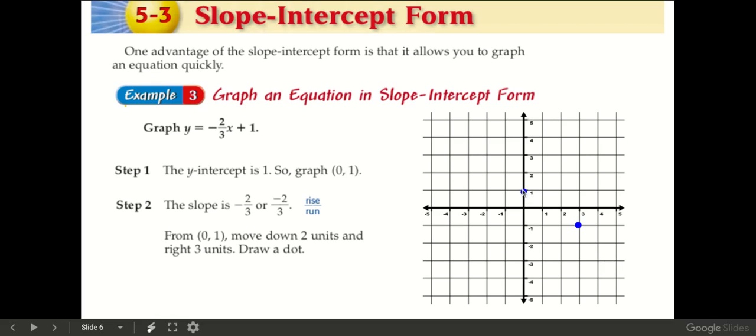So now I have 2 points. I have my point for my y-intercept. I've now counted the slope, the rise, and the run, put my second point, and now I can go ahead and draw my line. So I'm able to take an equation in slope-intercept form and pretty quickly graph it by plotting the y-intercept, counting the slope, which plots the second point, and drawing my line.